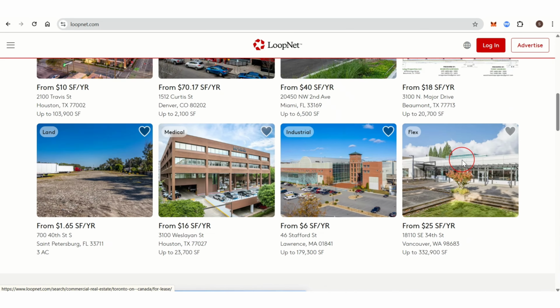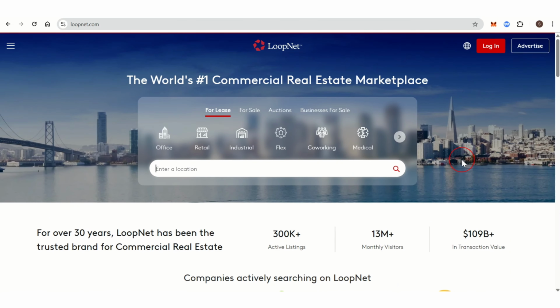The strength of LoopNet is that it is tailored specifically for commercial real estate transactions, has an extensive database of commercial properties across various sectors, and has an intuitive design for easy navigation and property discovery.